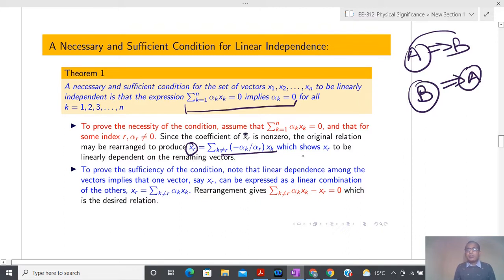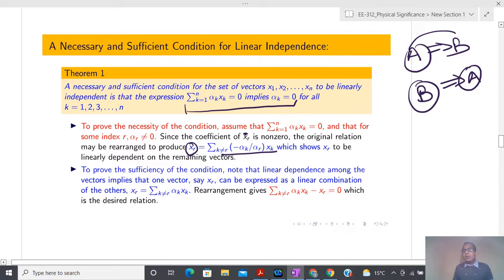Similar kinds of things I have written here. I have just rearranged it, and after that I am claiming that if this is possible, then whatever definition I have given is violated. So from the contradiction, I can tell that all coefficients alpha k are 0 if the vectors are linearly independent. And in a similar way, I can assume this and then prove it. Okay, so this is just a way to prove it.